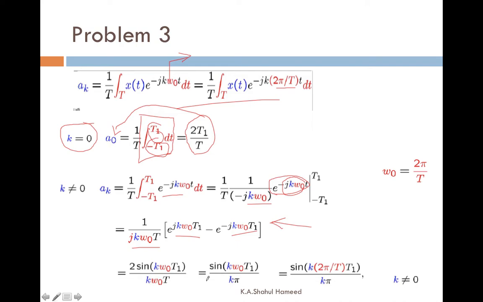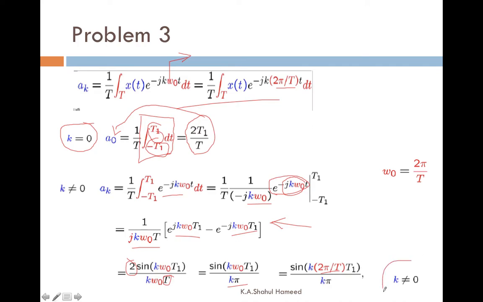Okay, now this equation reduces to this one because omega naught is equal to 2 pi by T. When you substitute this in this equation, the 2 and this T will be cancelled out. You will get k into pi. So the final equation is a_k = sin(k 2 pi/T · t1) / (k pi).